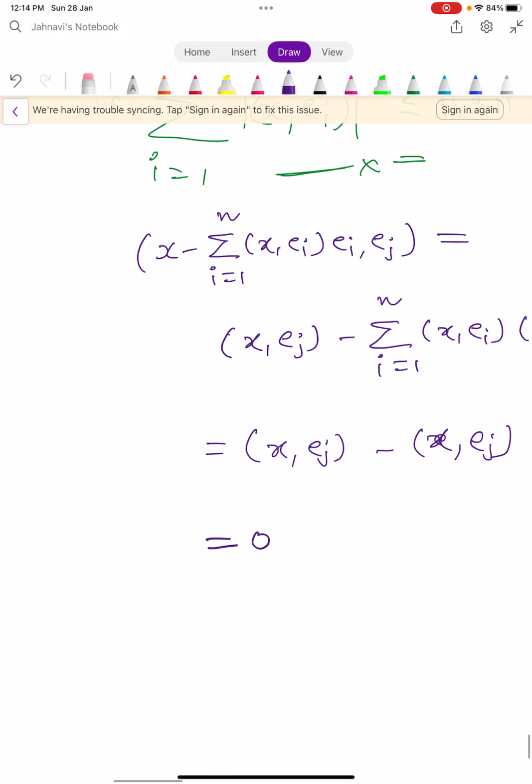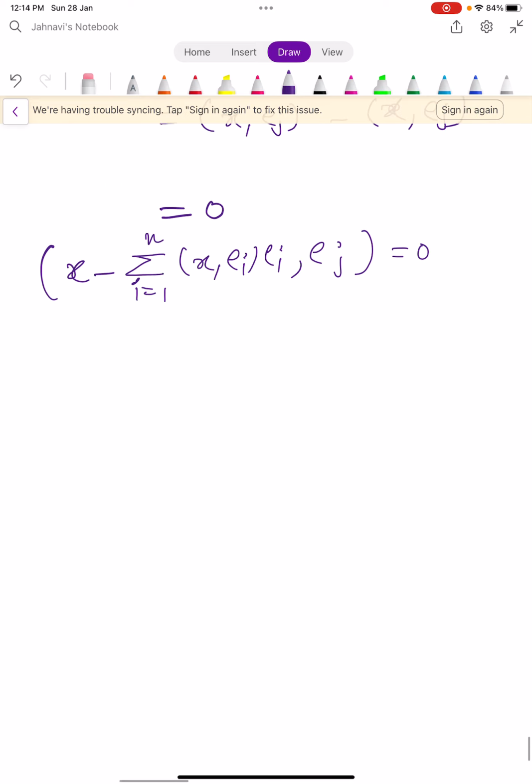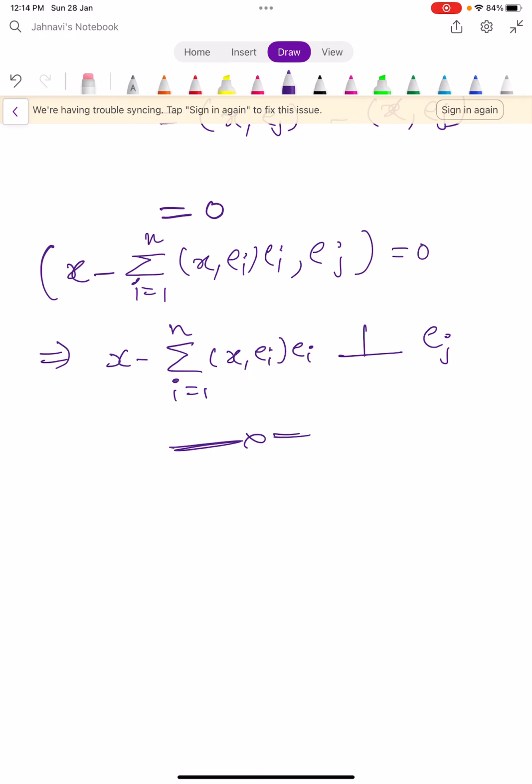What it means? If this inner product is 0, x minus summation over i equals 1 to n inner product of x comma e_i into e_i comma e_j is equal to 0, means if the inner product of any two vectors is 0, then they are perpendicular to each other. So x minus summation over i equals 1 to n inner product of x comma e_i into e_i is perpendicular to e_j. This completes the proof of our theorem.